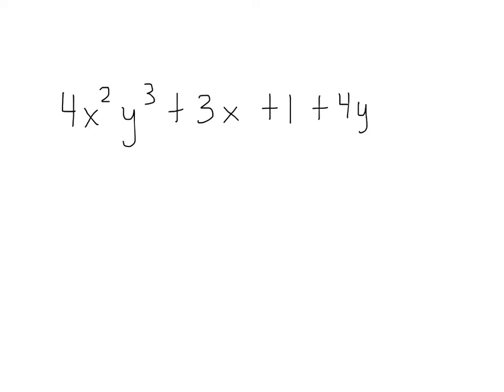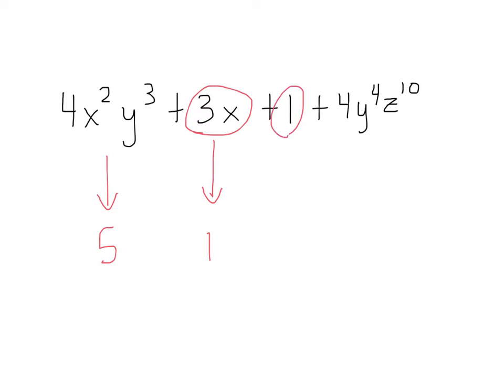Now let's clarify a few things. Let's say I have 4x squared y cubed plus 3x plus 1 plus 4 y to the 4th z to the 10th. Okay? Now first I want you to understand something. You're looking at each individual monomial in its own terms. What is the degree of this monomial? 5. You look at the degree here, x squared and y cubed, and you add them. So the degree of that monomial is 5. What's the degree of this monomial? 1.